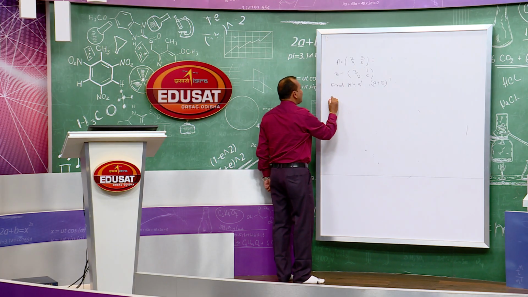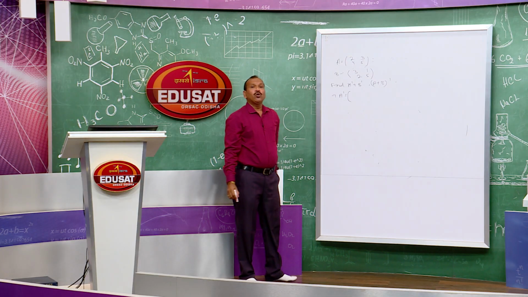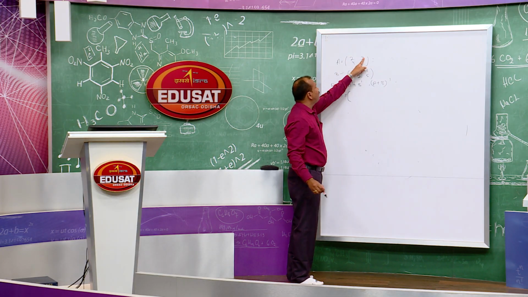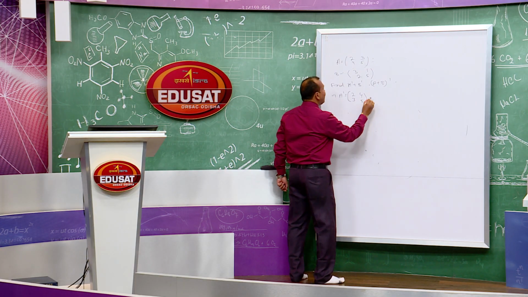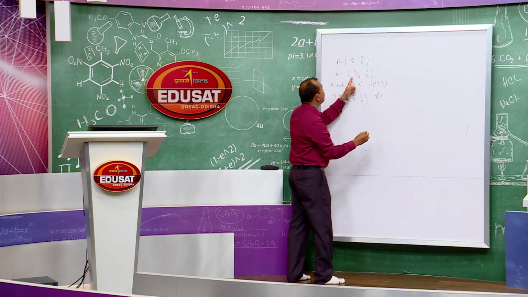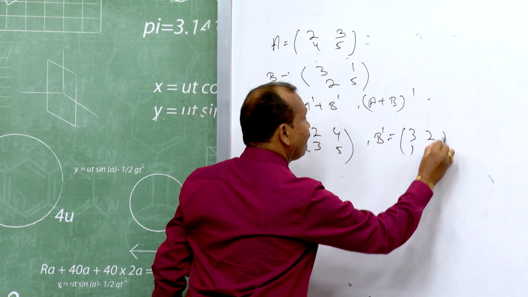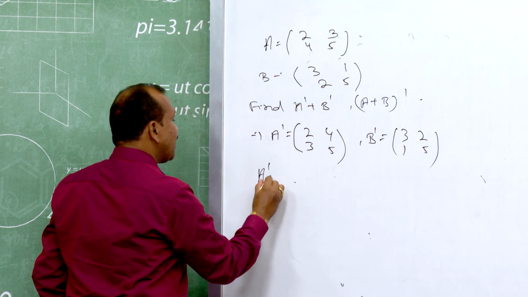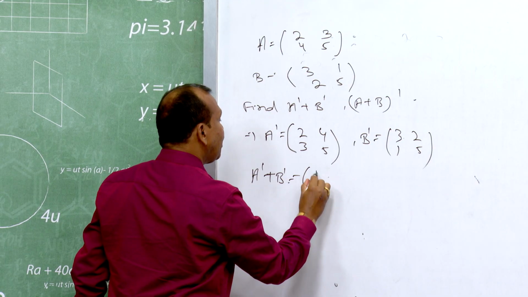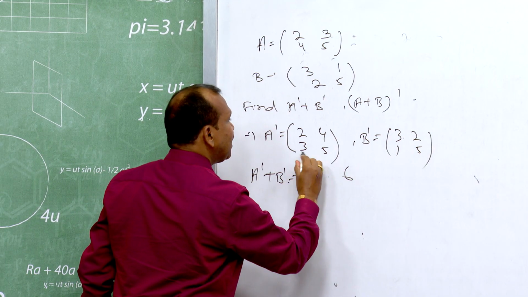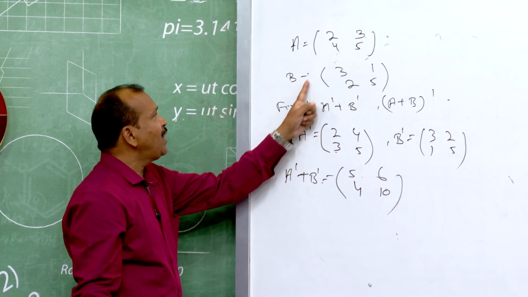Then A is given, which implies that A dash can be obtained by interchanging rows and columns. That means 2, 3 becomes a row, so we have 2, 3, 4, 5. Similarly, we have B dash by interchanging rows and columns: 3, 1, 2, 5. A dash plus B dash becomes 2 plus 3 is equal to 5, 4 plus 2 is equal to 6, 3 plus 1 is equal to 4, 5 plus 5 is equal to 10. Similarly, we have A B.